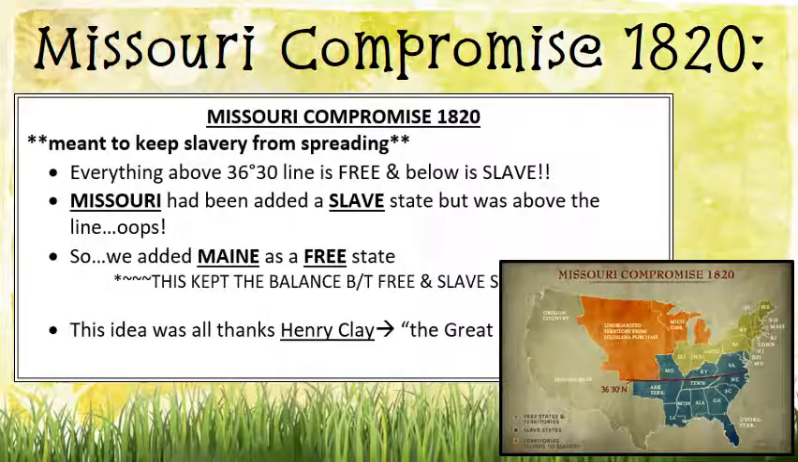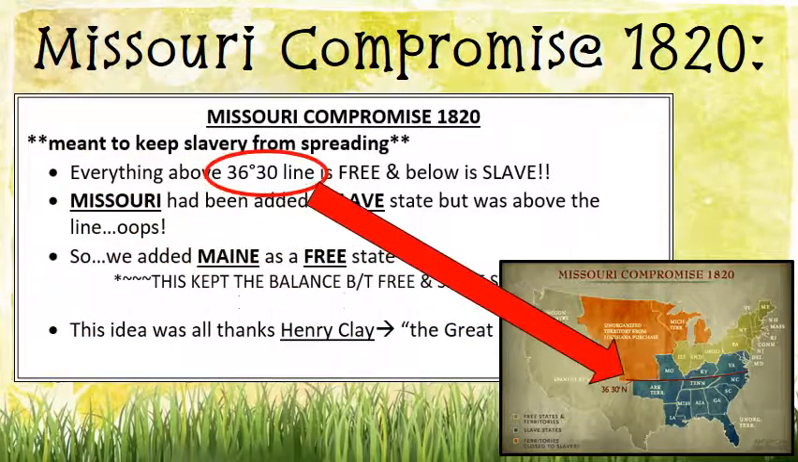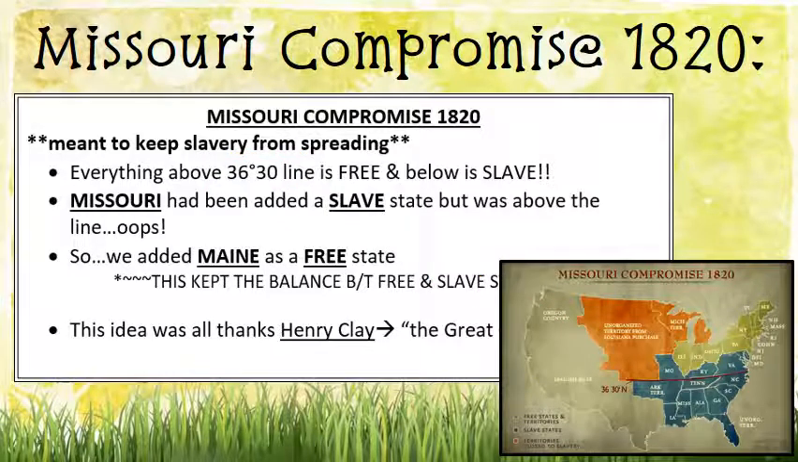So now let's cover some of our compromises. We've already talked about this one, but we kind of need a refresher. The Missouri Compromise of 1820 was originally meant to keep slavery from spreading. Their whole thought was, let's do it like this. Everything above this 36°30' line is going to be considered free. Everything below it is going to be slave. Except Missouri at this point has been added as a slave state, but was above the line. Whoopsie, right? So okay, sorry, we got to keep a balance because now we have more slave states than free states.